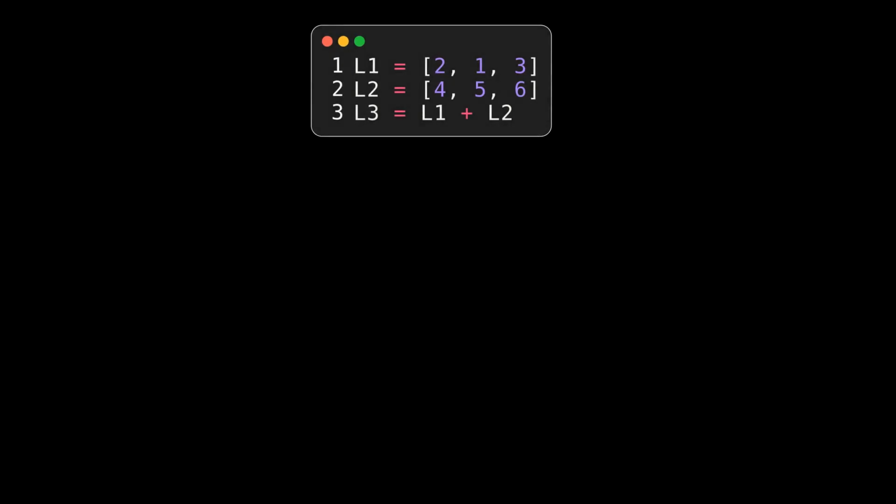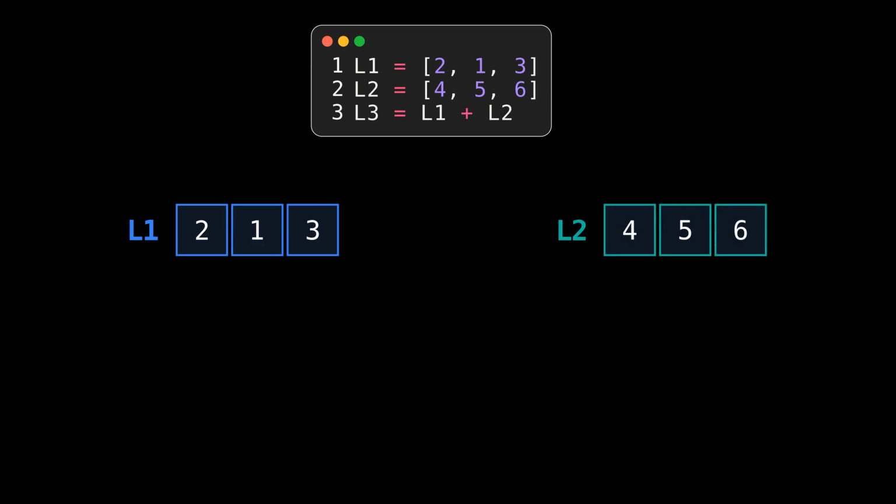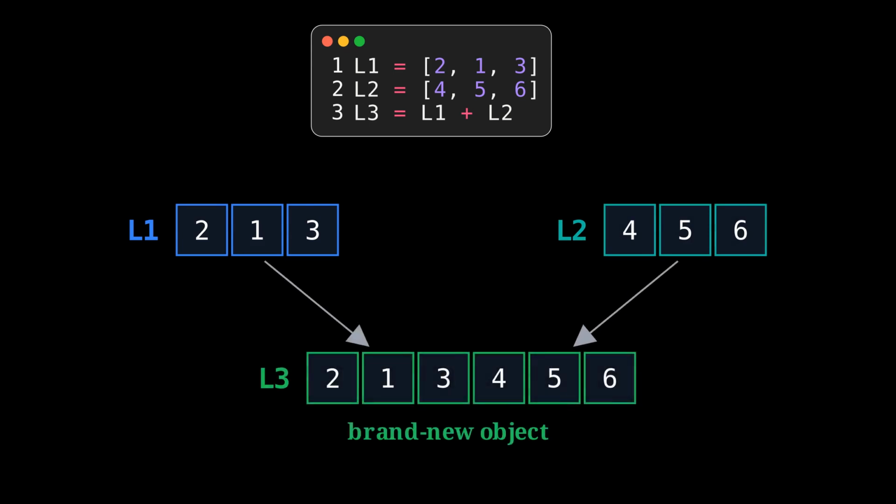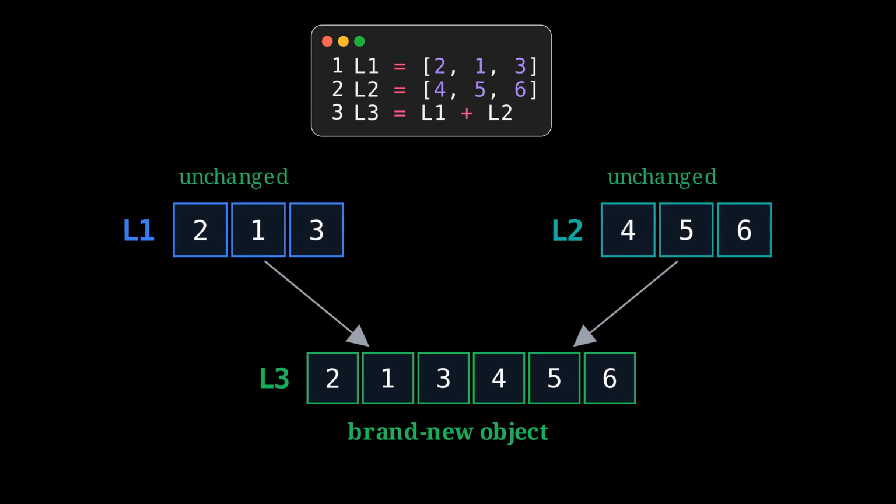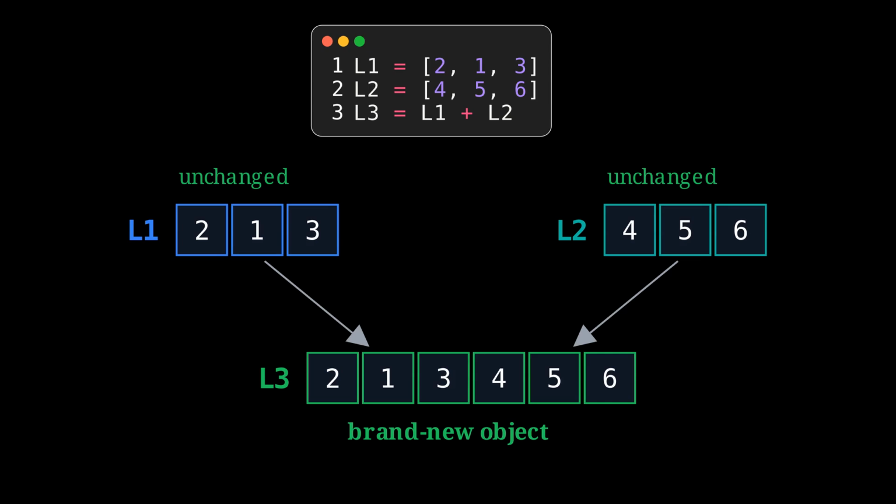Before the last idea, we need a way to add several items at once. First, recall concatenation. Say L1 is 2, 1, 3, and L2 is 4, 5, 6. Writing L3 equals L1 plus L2 builds a completely new list, 2, 1, 3, 4, 5, 6 bound to the name L3. Concatenation never changes the originals. L1 and L2 are exactly as they were. It makes something new rather than mutating what you already have.